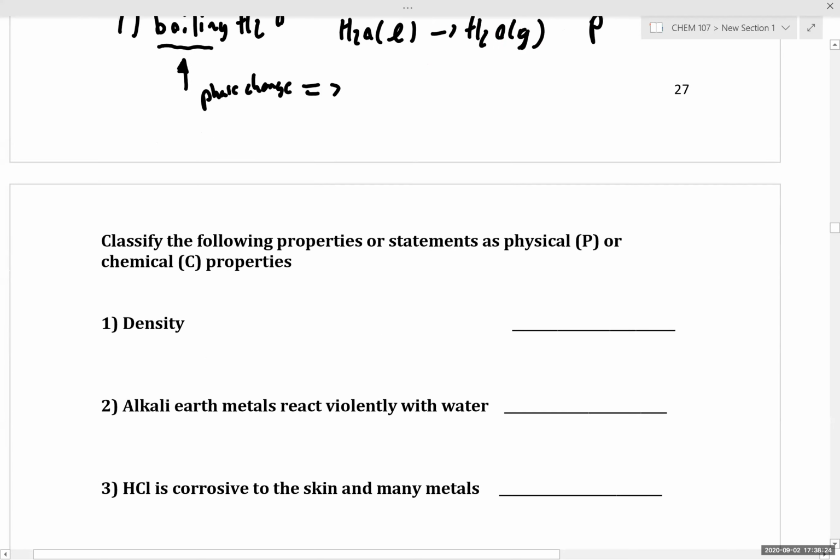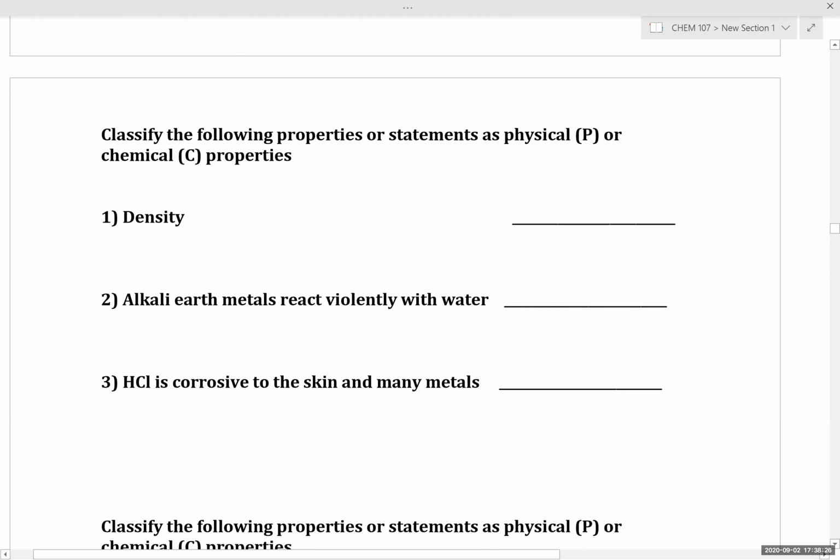So let's keep going, and we're going to classify the following properties or statements as physical or chemical properties. I'll start us off: density. The key thing you want to think is, can I measure this property without changing the chemical identity of my material? With density, I can take an object, weigh it, and measure its volume without changing its chemical identity. Density is a hallmark and a very clear physical property.